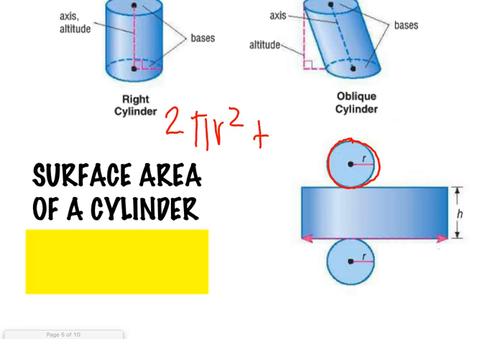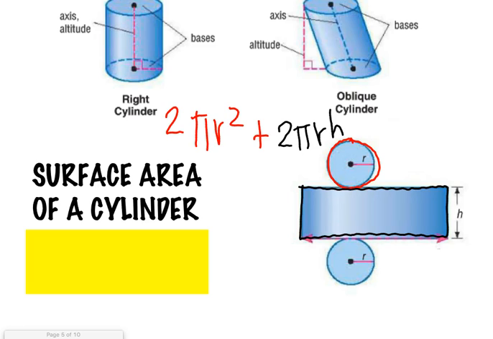And then what shape are we left with here? If we unravel this, a rectangle. How do you find the area of a rectangle? Base times height. So we know our height, but how are we going to figure out this base length? It's the diameter. It's the circumference. Look, it wraps all the way around the circle. What is that called? Circumference. How do we find circumference? 2 pi r.